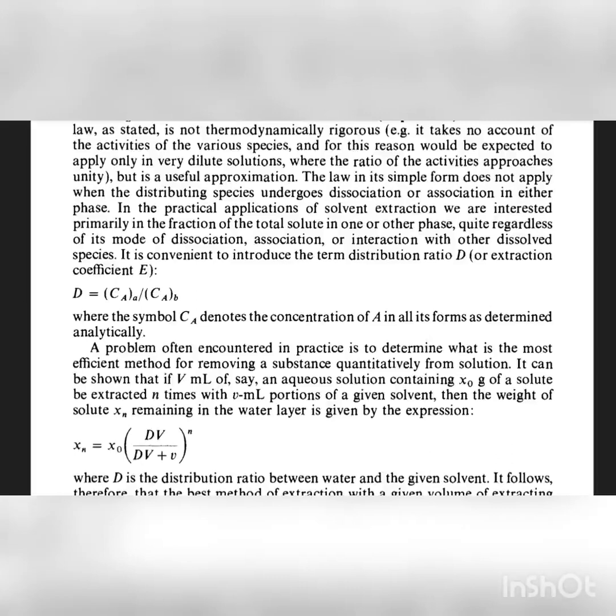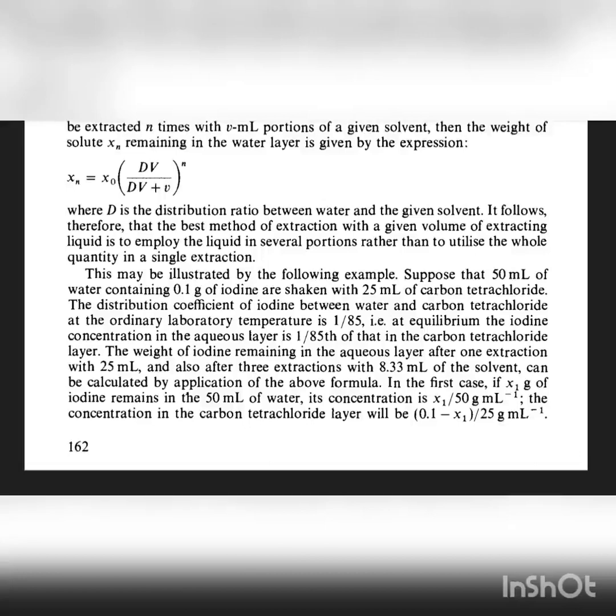A problem often encountered in practice is to determine what is the most efficient method for removing a substance quantitatively from solution. It can be shown that if a volume V ml of, say, an aqueous solution containing x naught gram of a solute be extracted n times with volume v ml portions of a given solvent, then the weight of solute xn remaining in the water layer is given by the expression xn is equal to x naught into (DV upon (DV plus v)) whole to the power n, where D is the distribution ratio between water and the given solvent.